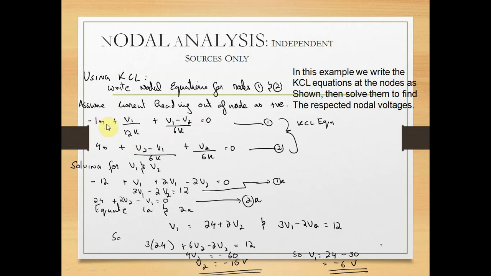Then with reference to the figure, we write the equation: minus 1 milliampere plus V1 upon 12 kilo ohm plus (V1 minus V2) upon 6 kilo ohm, which is equal to 0. This is equation number 1. Then in the second loop, we have 4 milliampere plus (V2 minus V1) upon 6 kilo ohm plus V2 upon 6 kilo ohm, which is equal to 0. This is equation number 2. These two are the KCL equations, and we solve for V1 and V2 respectively.